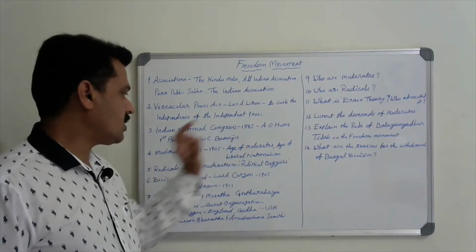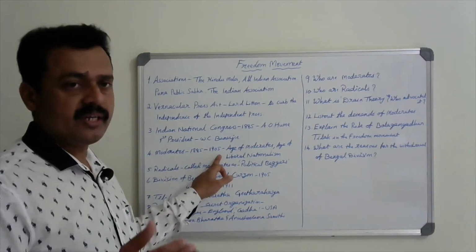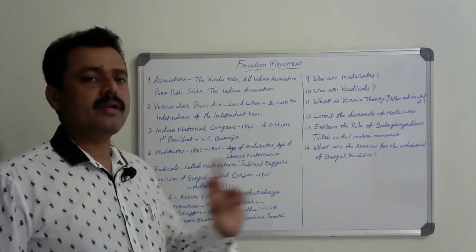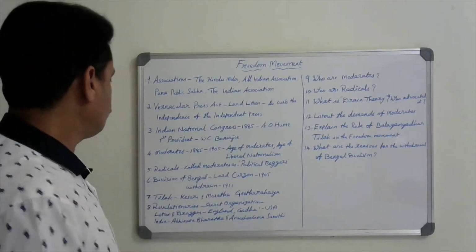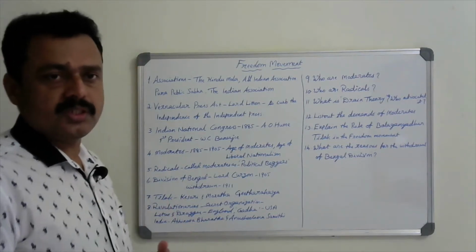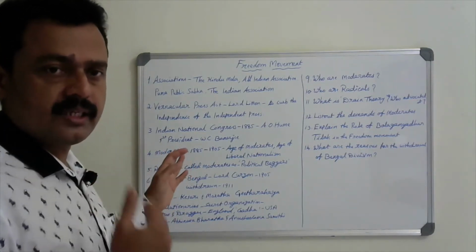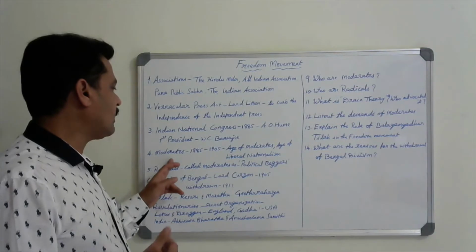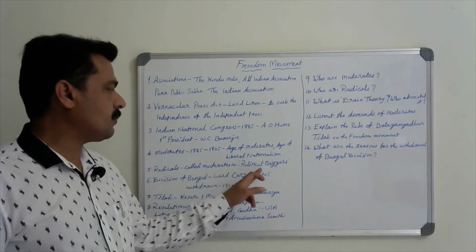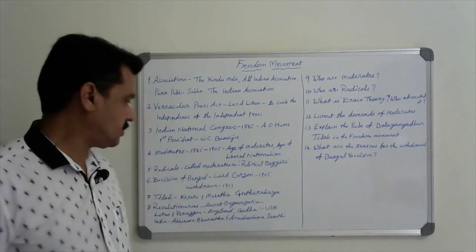In 1885, the Congress was established. From 1885 to 1905, the first 20 years, is known as the Age of Moderates, and it is also called the Age of Liberal Nationalism. The question will come. And in 1905, what happened? Some leaders opposed the soft stance of these moderates. The Congress leaders who opposed the soft stance of moderates are called radicals. They called moderates political beggars.